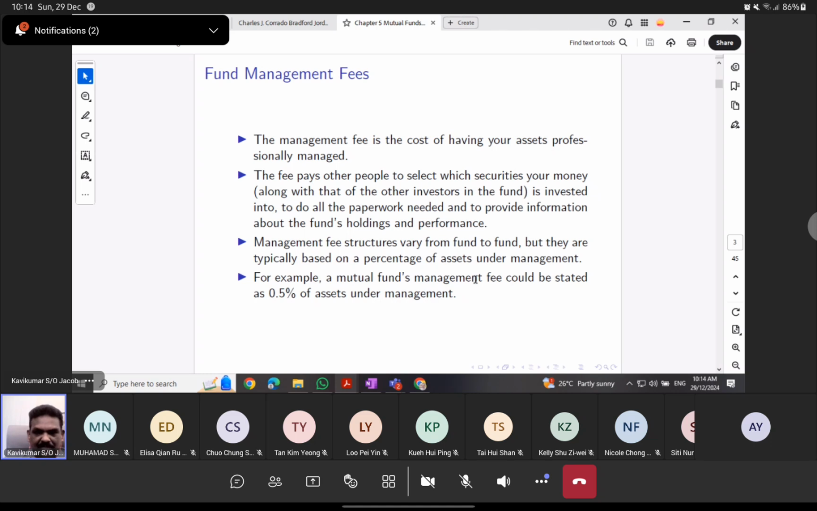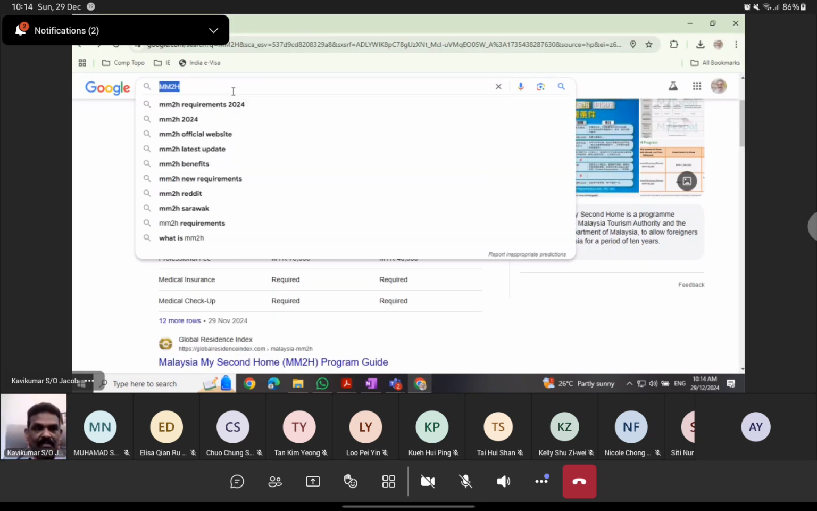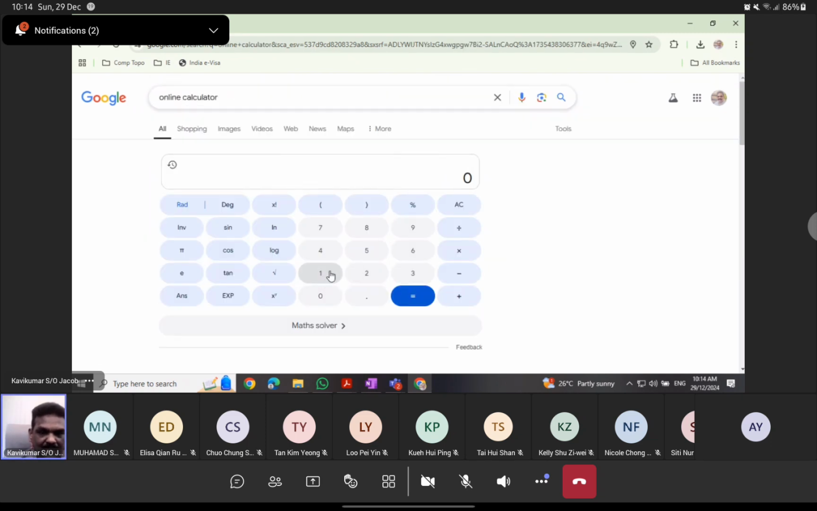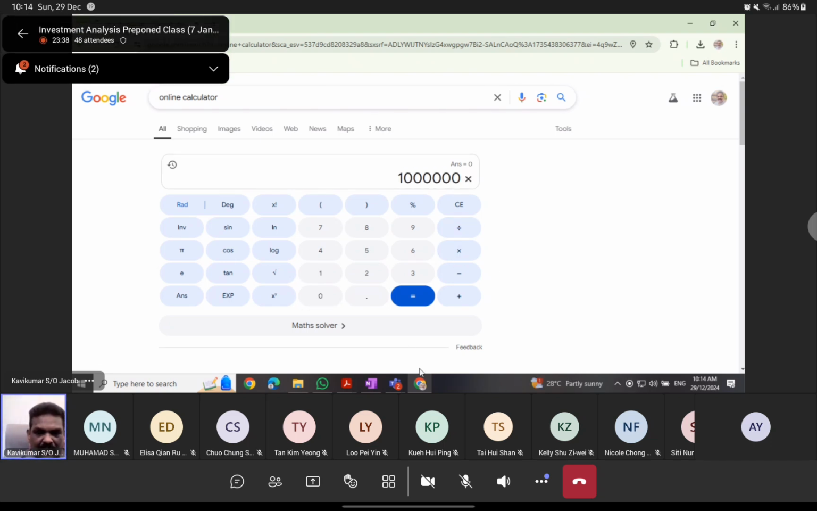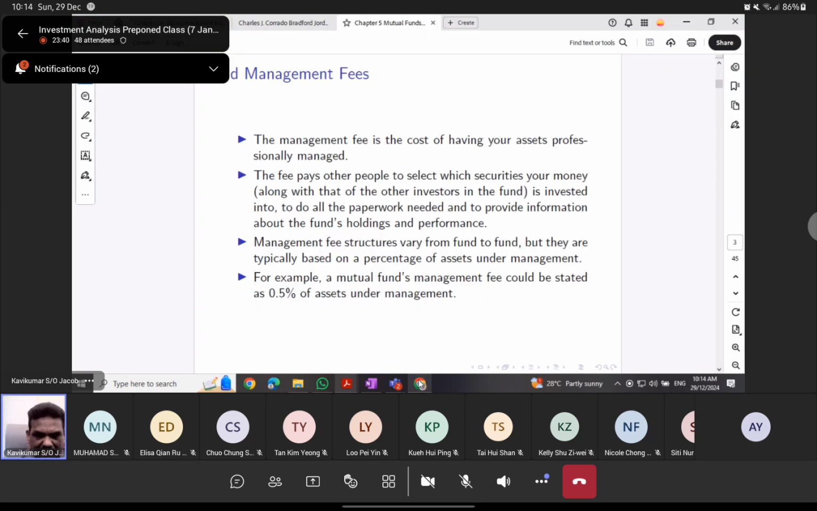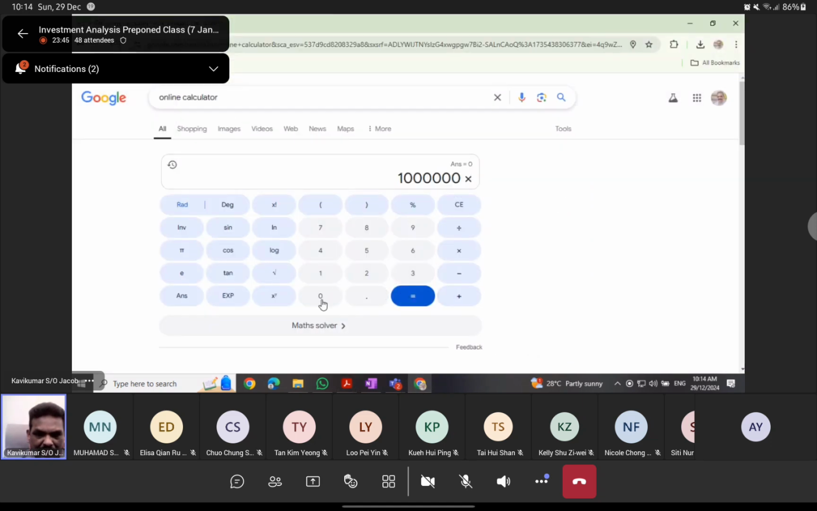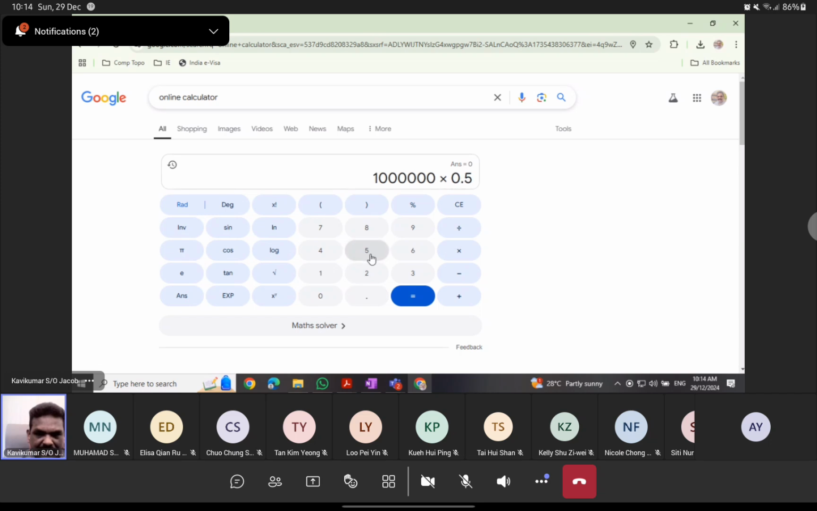For example, a mutual fund management fee could be stated as 0.5% of assets under management. If you have 1 million ringgit, and they want to manage your 1 million ringgit, they will expect you to pay 0.5 percent.